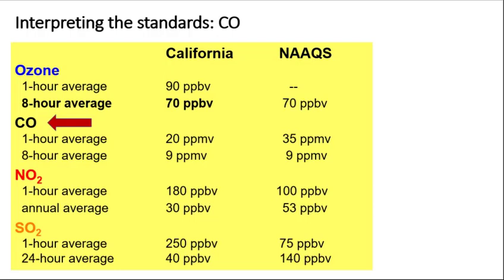We can carry out this exercise for another pollutant, carbon monoxide, using the graphic for this pollutant shown in Lecture 4. Carbon monoxide has a 1 hour NAAQS standard of 35 parts per million and an 8 hour standard of 9 parts per million for both the California and national standards.